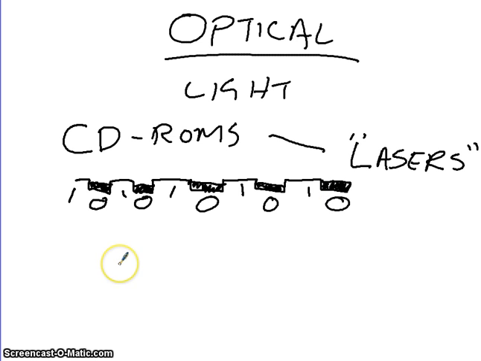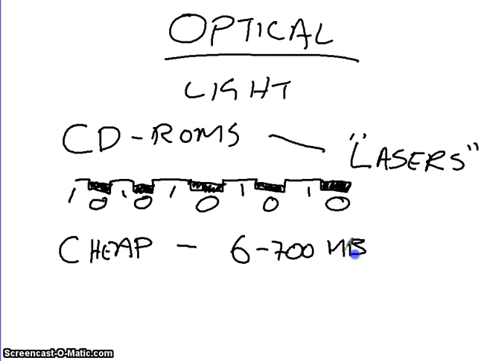Now, advantages of CD-ROMs are that they are cheap and cheerful. A CD-ROM itself will hold approximately, I think, about 600 to 700 megabytes. That's quite good if you think that a CD would probably cost you in the region of about 12p. If you think about DVD-ROMs, they can hold 4.5 gigabytes, and a DVD will probably cost you a little bit more, maybe 60p.